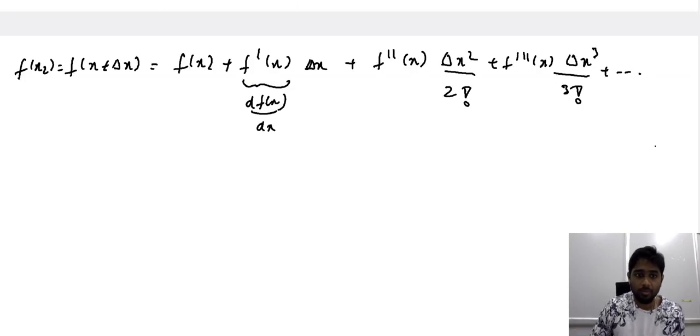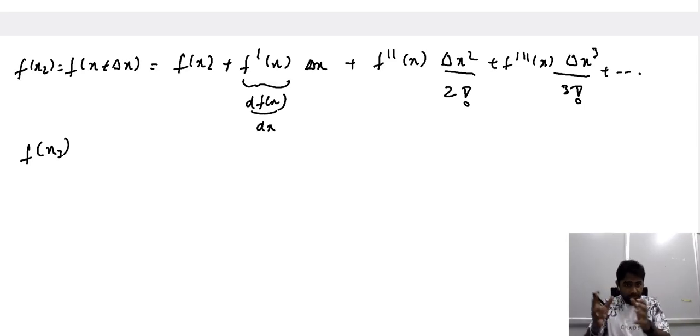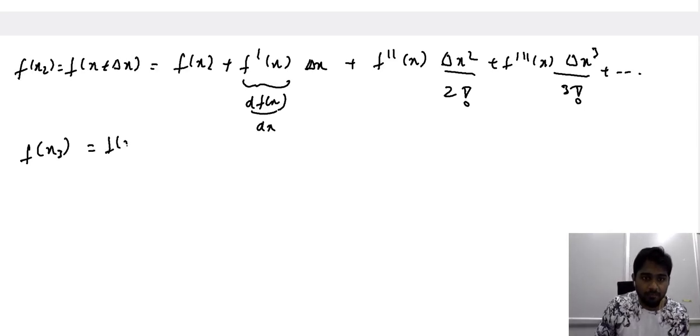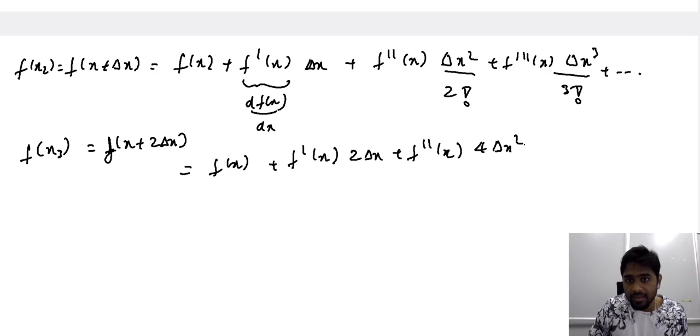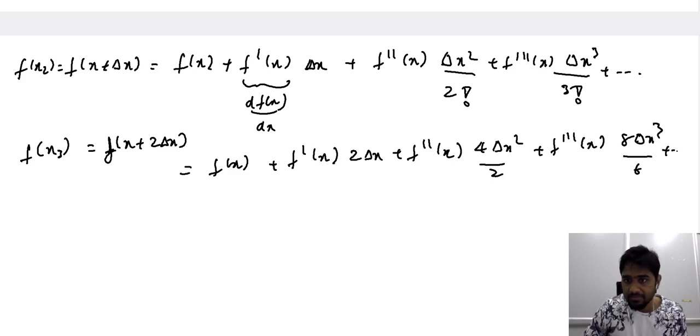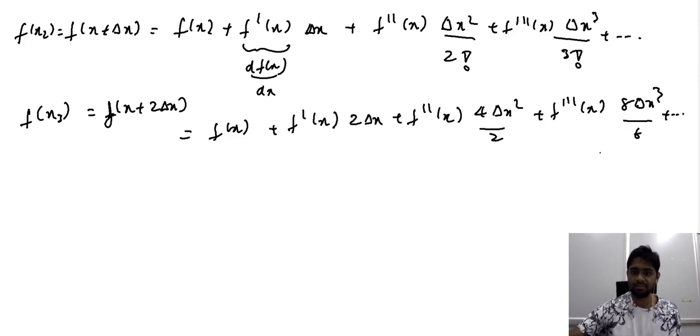Now consider the other forward point, the forward point two, that is 2 steps beyond the initial point, that would be f of x plus 2 delta x. This can be written as f of x plus f prime of x 2 delta x, plus f double prime of x 4 delta x square by 2, plus f triple prime of x 8 delta x cube by 6. I have just expanded the 3 factorial and so on, and written it in this manner.